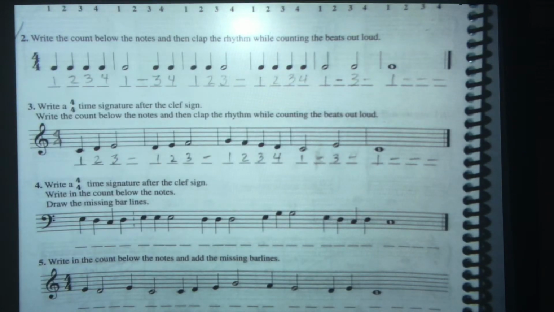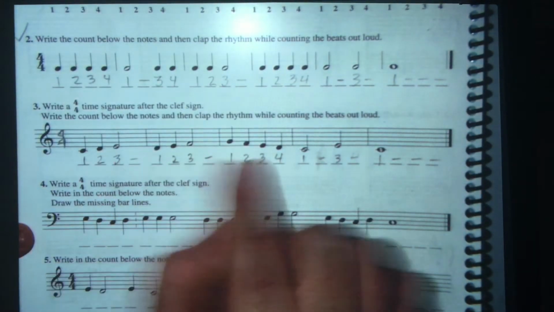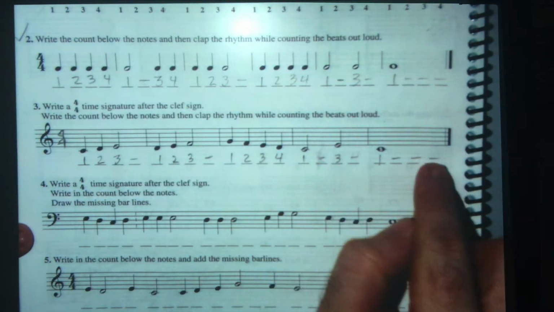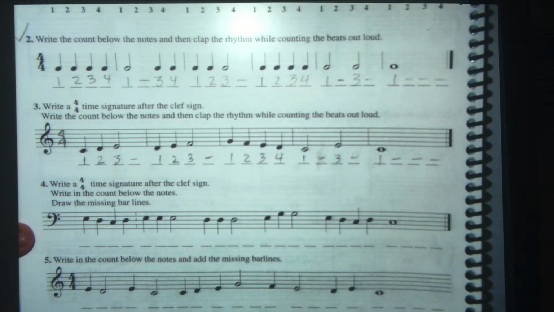And to clap and count it, 1 and 2 and 3 and 4 and, and so on. You'll notice I kind of sung the notes here, because the notes go up and the notes also come down. There you go.